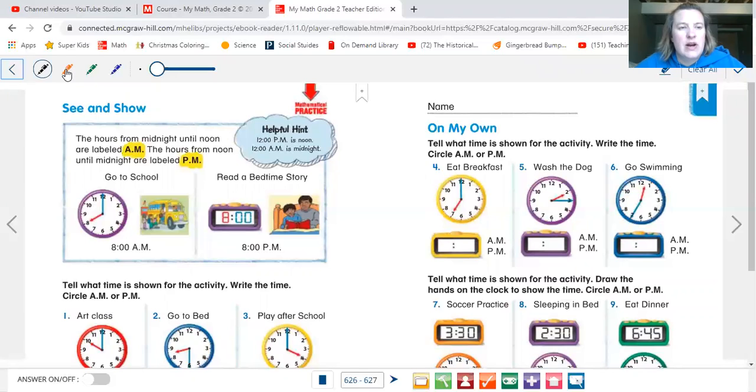So let's look at our directions here. Okay. Says, tell what time is shown for the activity. Write the time. Circle AM or PM. You really need to look at what the activity says here. So number 4 says eat breakfast.